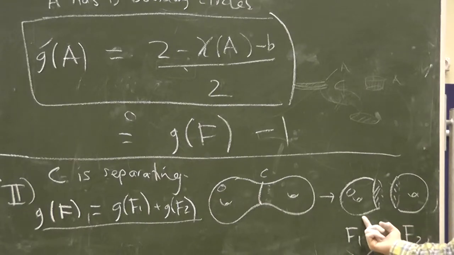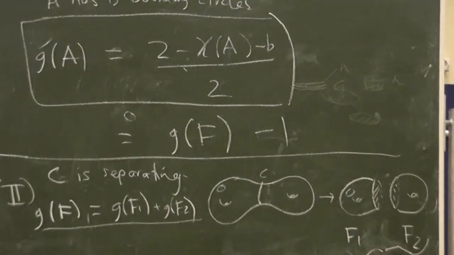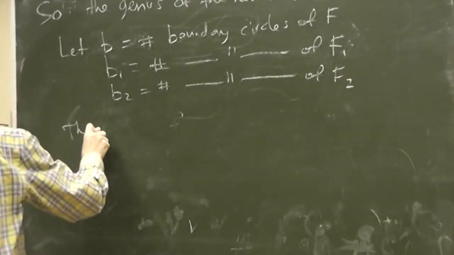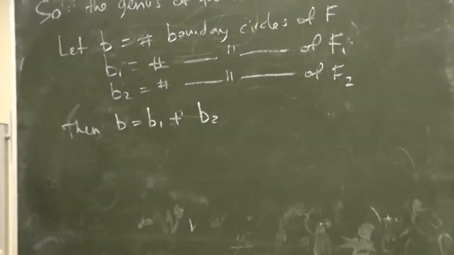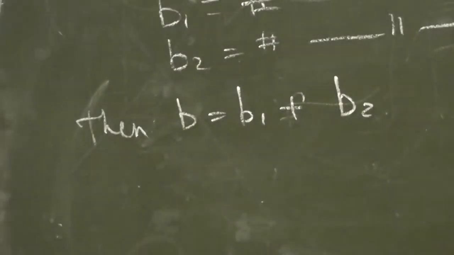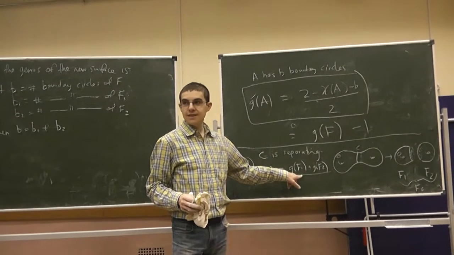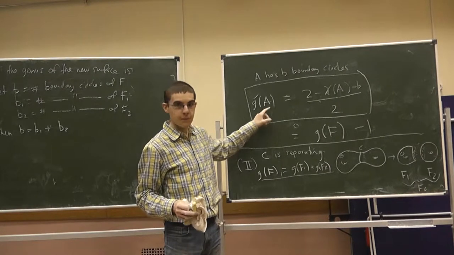Now, if B1 is the number of boundary circles of the first one, and B2 is the number of boundary circles of the second one, what is the relationship between B and B1 and B2? Is it equal to B1 plus B2? Exactly. So now, if I give you a couple of minutes, could you prove this identity using this formula? Would you like to give it a try?